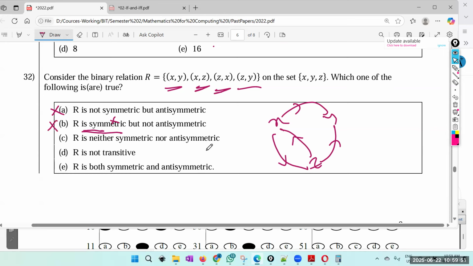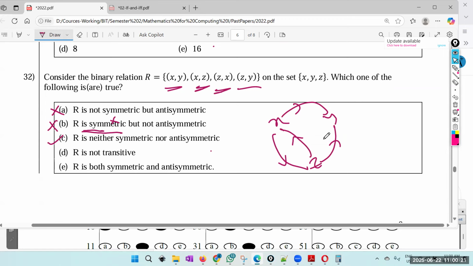R is neither symmetric nor antisymmetric. Yes, it is not symmetric and also it is not antisymmetric. R is not transitive. For example, if you take something like we have X to Z, Z to Y, then X to Y is there. Then we have Z to X and X to Y, Z to Y is there. It is transitive, right?